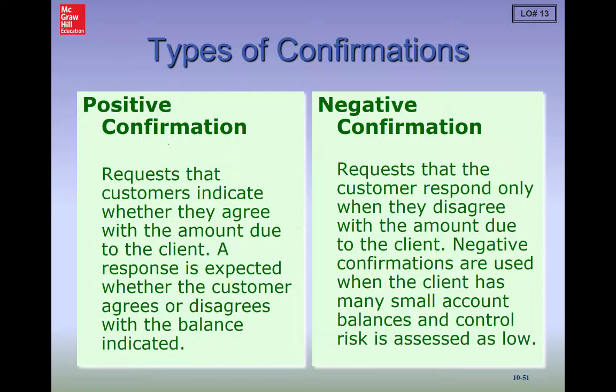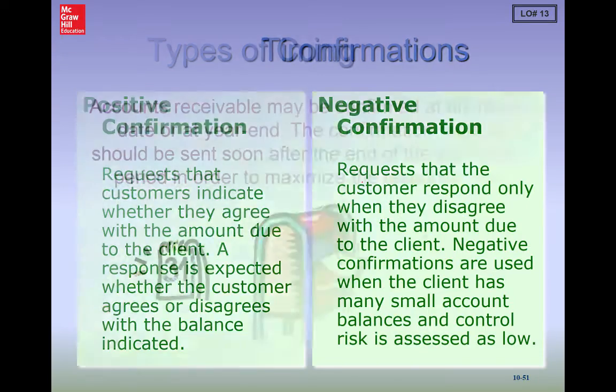So let's talk about positive and negative confirmations. In a positive confirmation, you're asking the customer, do they agree with the amount due? So this is just an agreement: the customer says, yes, I agree or disagree. Now, if you have a negative confirmation, the customer only responds when they disagree. I think as an auditor, you feel more comfortable with positive confirmations because you're getting a response either way. Whereas with a negative confirmation, if you don't get it back, it doesn't necessarily mean that they are in agreement. They may just not even look at it and you'll never get it back. So positive confirmations is, in my experience, what I've seen the most of.